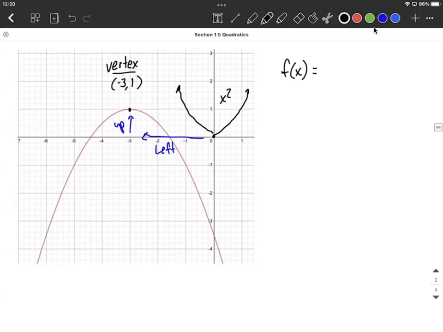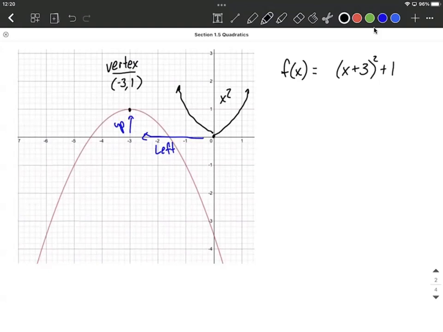So let's attach a 3 and a 1 respectively into a function to move our vertex to the left 3 and up 1. All right, so a 3 is going to be attached directly to x because it's going to be a horizontal movement. And being that we move to the left, we're going to have to add 3 directly to x. And then we've moved everything up 1 unit, so I want to put a +1 at the end attached to the entire function.